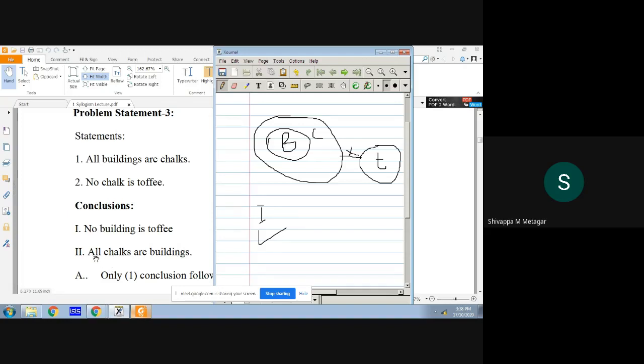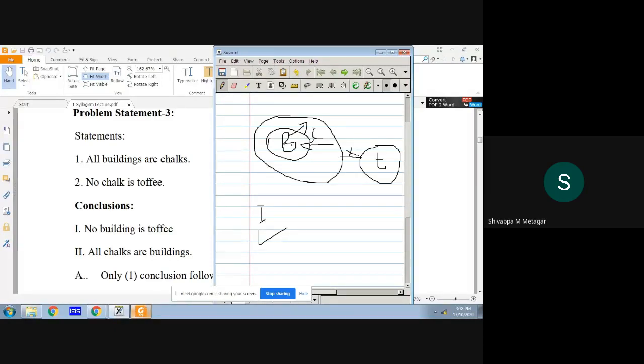Okay, the second statement, all chalks are buildings. All chalks are buildings. No, because all buildings are chalks, but not all chalks are buildings. If you are going in this direction, it is right. But if you are coming in the reverse direction, it should be some, not all. If you are going in this direction, that is all. If you are coming in the back direction, some. In the second, what conclusion they have given, all chalks are buildings. No, because all buildings are chalks, but it is not in the format.